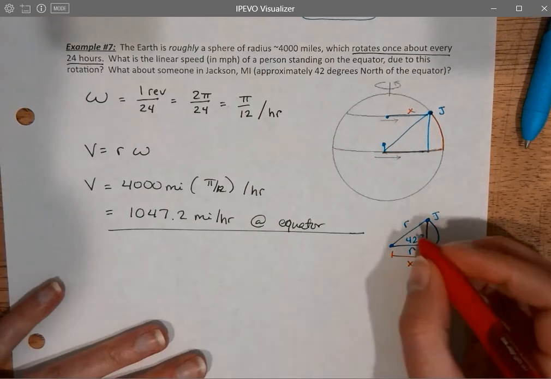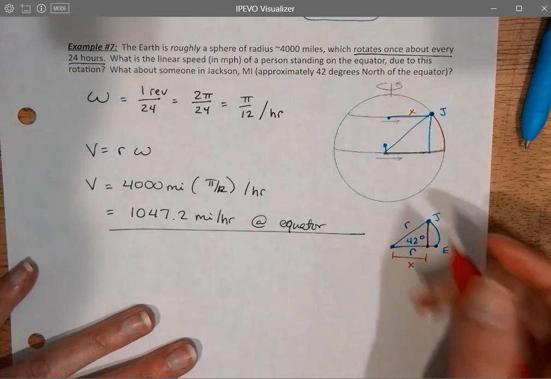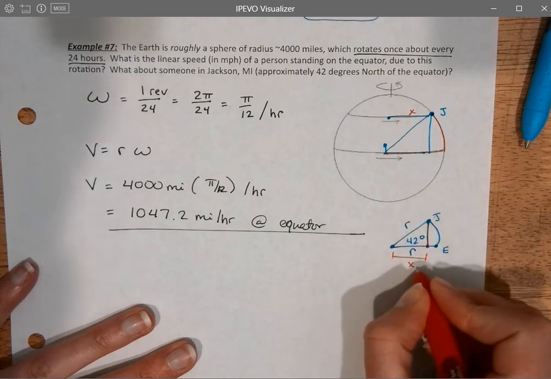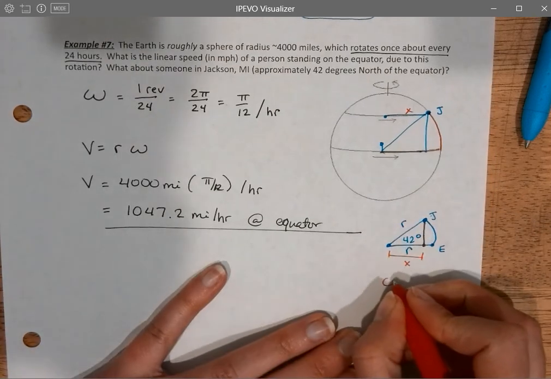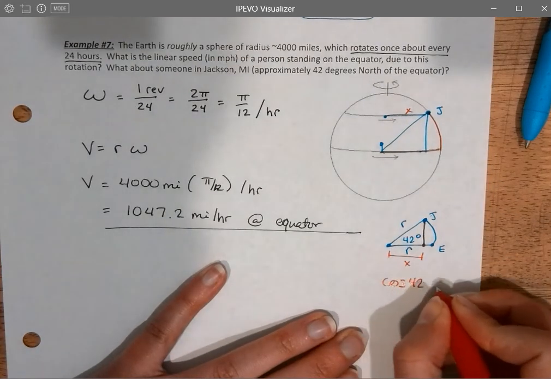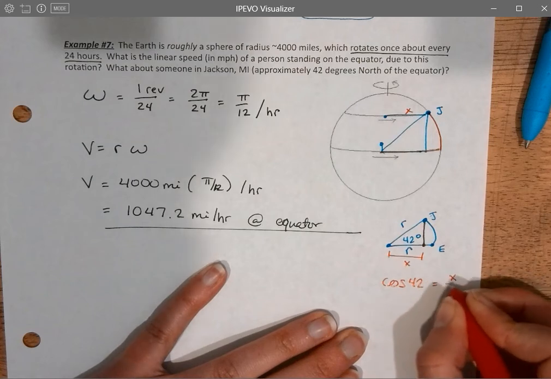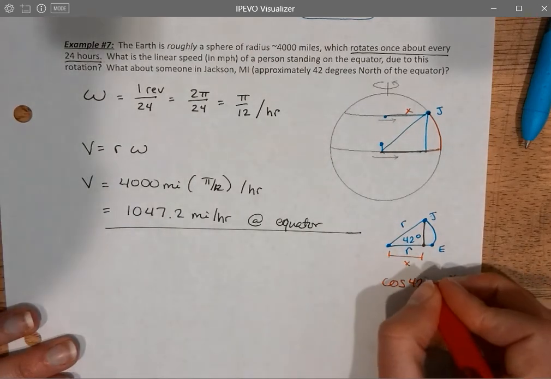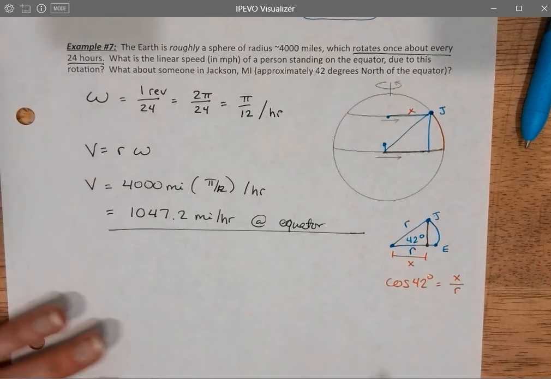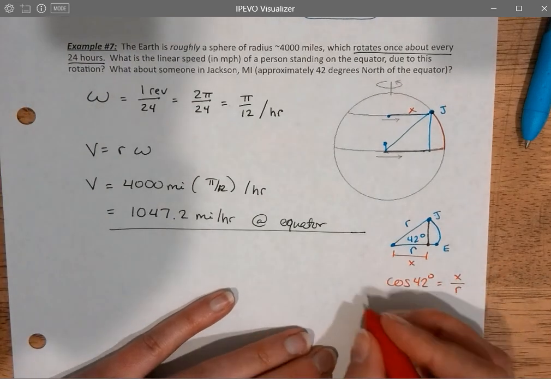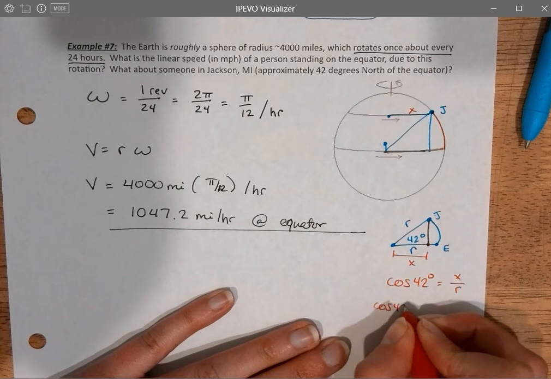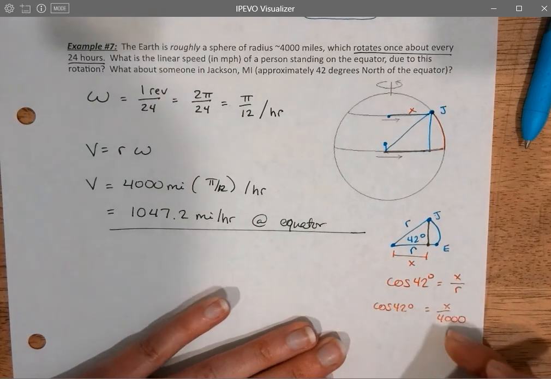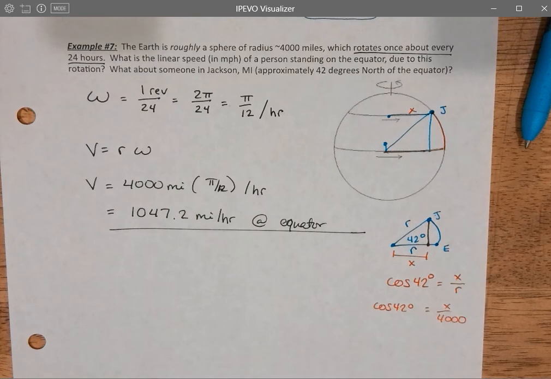I can find that using, since I have the radius up here as the hypotenuse of this triangle, and this is the adjacent, the cosine. So the cosine of 42 degrees is going to be equal to x over r, where x is our new radius for Jackson. I can go ahead and plug in the 4,000 for r. So the cosine of 42 degrees equals x over 4,000. And if I'm in degrees, I can compute that cosine and multiply by 4,000.